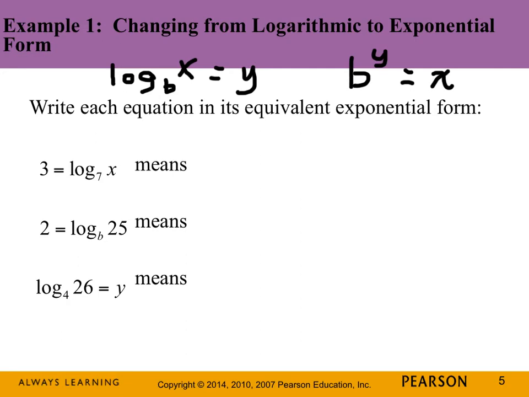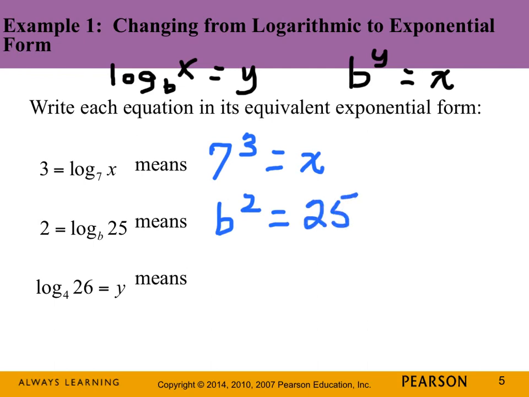On example 1, 3 equals log base 7 of x. We rewrite that as 7 to the third power equals x. Okay, the equation 2 equals log base b of 25. That's b squared equals 25. And the last part of example 1, we've got log base 4 of 26 equals y. We would rewrite that as 4 to the y equals 26. And that's it for example 1.